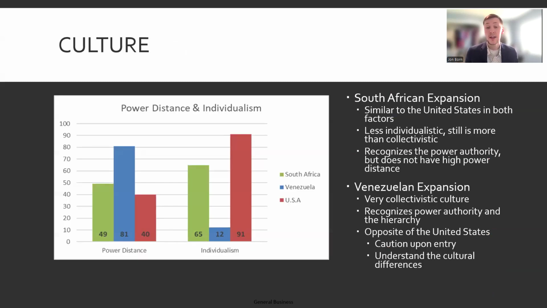Rounding out with culture and diversity here. So South African expansion and Venezuelan expansion are very unique, but Dow wants to enter another American country as well as another African country. Venezuela is completely opposite of the United States in the comparison of power distance and individualism. However, South Africa is very similar. So to this point, Dow should be cautious in how they enter the Venezuelan market, understanding those cultural differences. It's easier from a South African perspective. However, it's very necessary to understand the details when you're entering Venezuela. And you can see the comparison here in the graph.